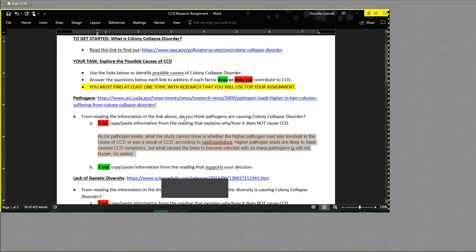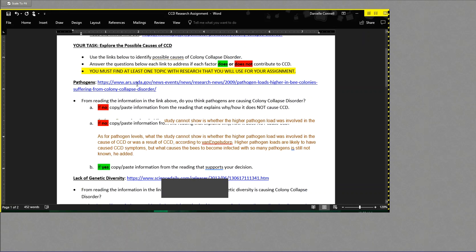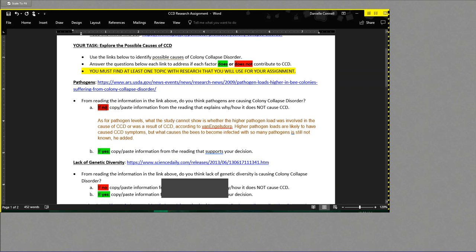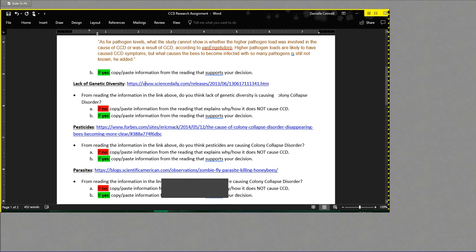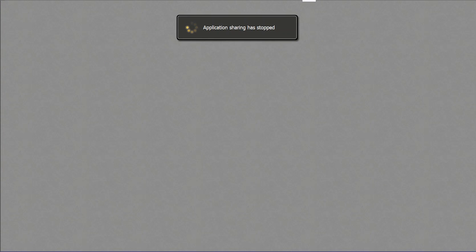Okay, so just to show you, for me personally as a student, I read the pathogens article to you and I think no. I copy pasted my quote here, and I don't have to put anything under the yes because obviously I don't think it does. I'm going to move on to the lack of genetic diversity link and start on that next one. Do you have any questions for what we expect of you?